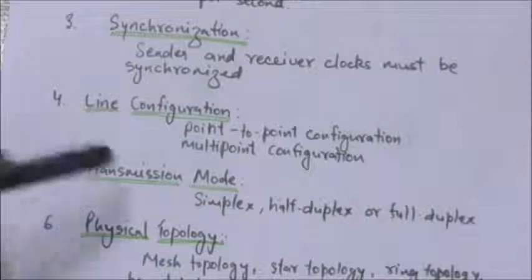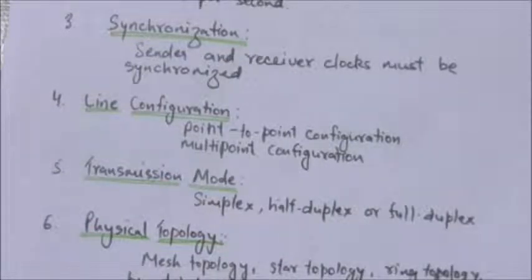Another is line configuration. So what is line configuration? The physical layer deals with the connection of devices to the media. In a point-to-point configuration, two devices are connected through a dedicated link, and in a multi-point configuration, a link is shared among several devices. About point-to-point and multi-point configuration we have already studied in previous tutorials.